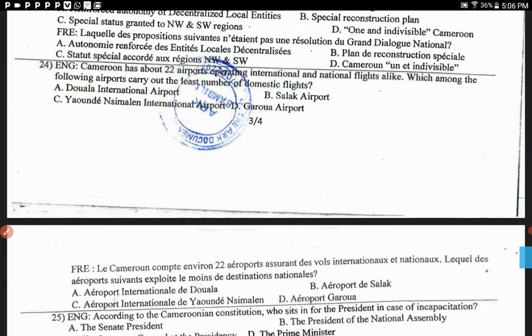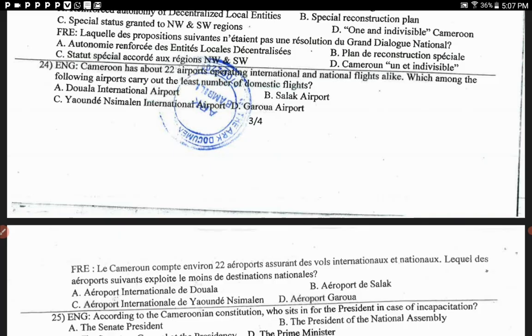Okay, so of the options, we have A, Douala International Airport, can never be. B, Salak Airport is in Maroua. Yaoundé Nsimalen International Airport, and then the Garoua Airport. Okay.